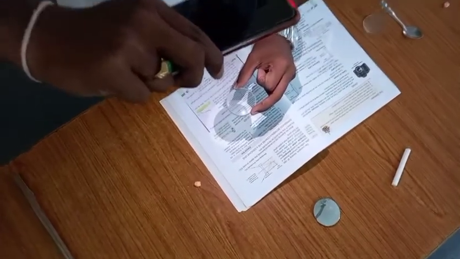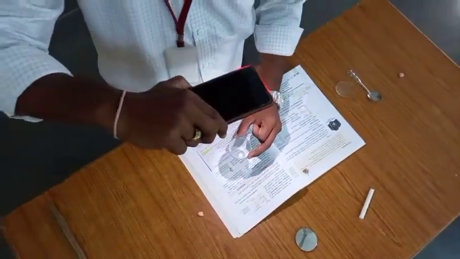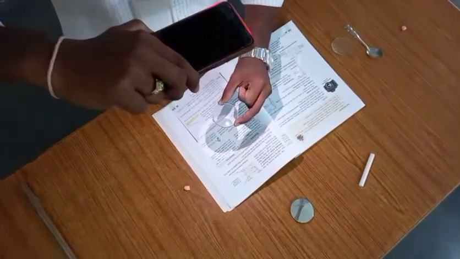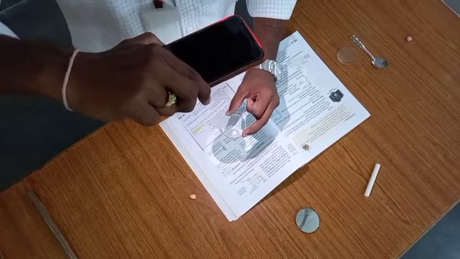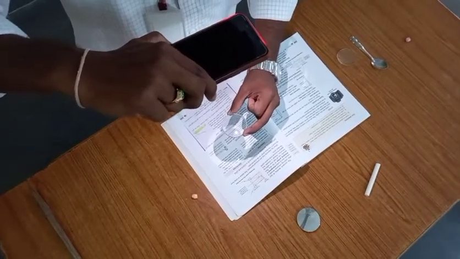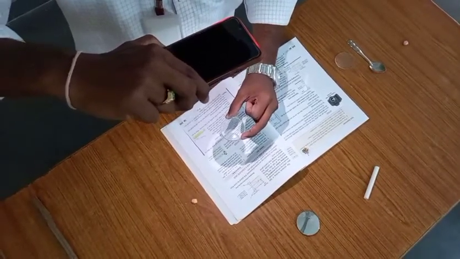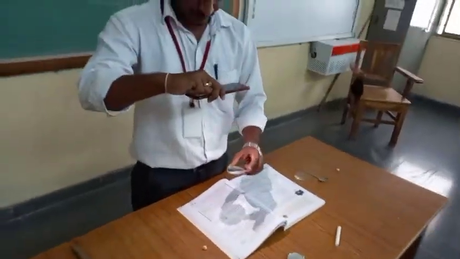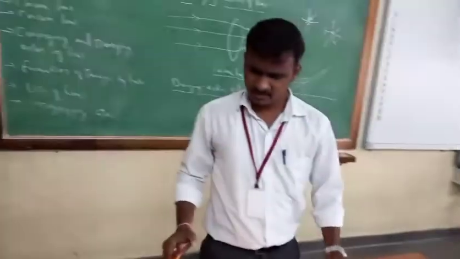So I am incident-ing the ray of light with the help of a torch on a concave lens. What is happening? Here it is spreading the light outward. It is not gathering. So this is the way of formation of image by the lenses, right?